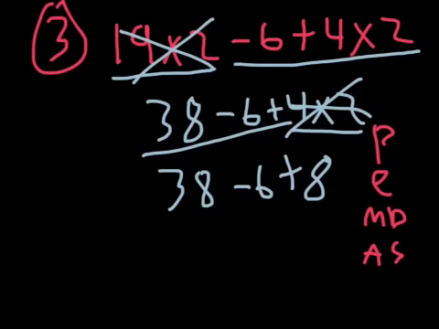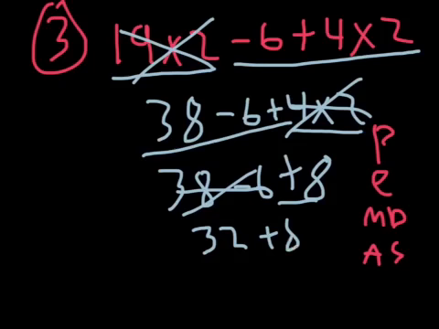No parentheses, no exponents, no multiplication or division, but I do have adding and subtracting. Subtracting comes first in this problem, so I'm going to do that. 38 minus 6 is 32. Now I did that, and I'm left with plus 8. And 32 plus 8 is 40.